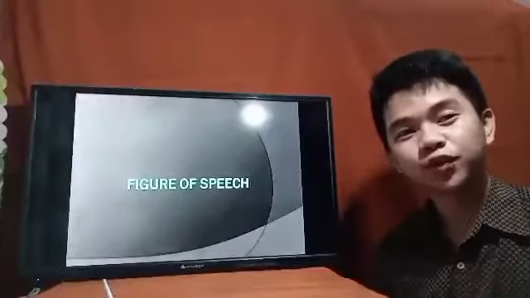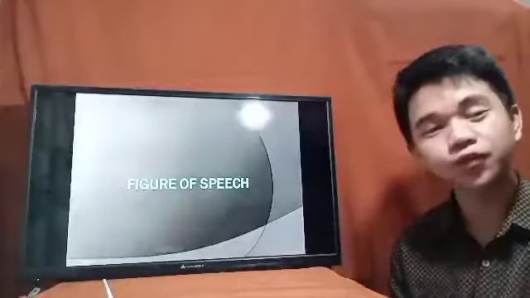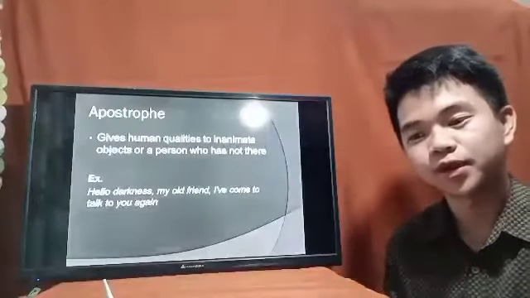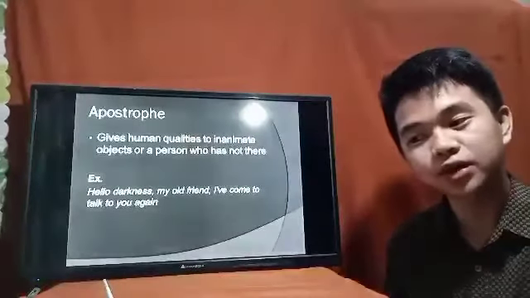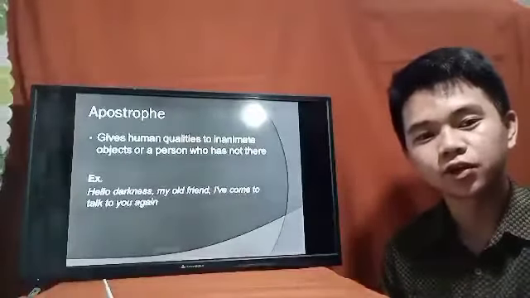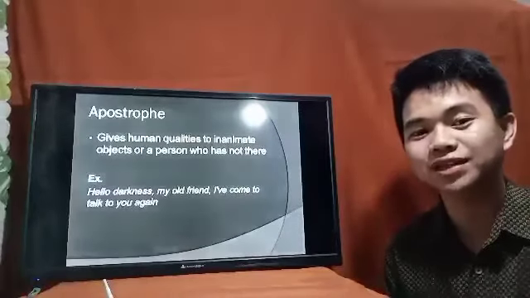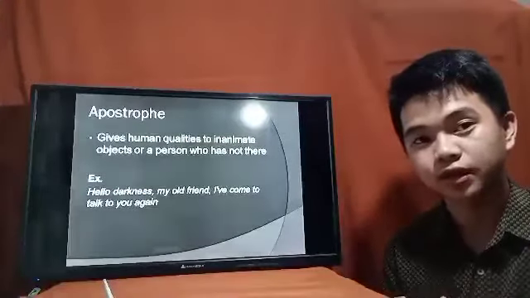Good day everyone. So for our lesson for today, we are talking about the figure of speech. So first, let's have the apostrophe. Apostrophe gives human qualities to inanimate objects or a person who is not there. So it is talking to objects that you give a human action or qualities like a person who is not there.